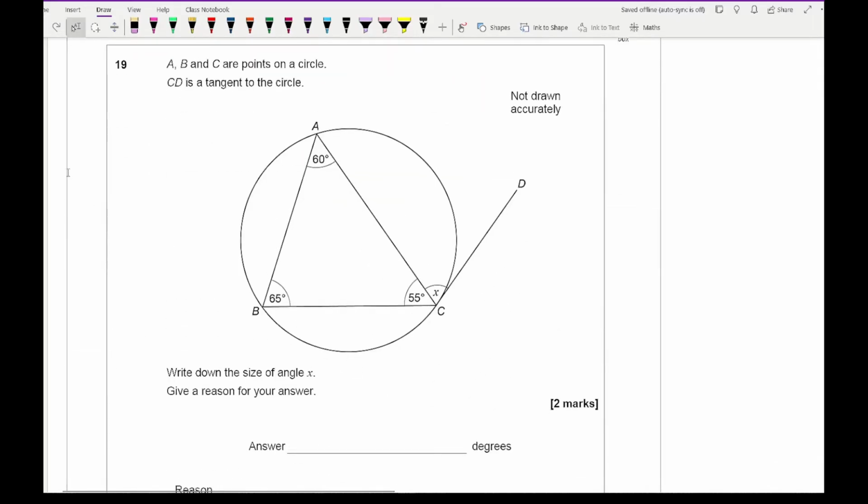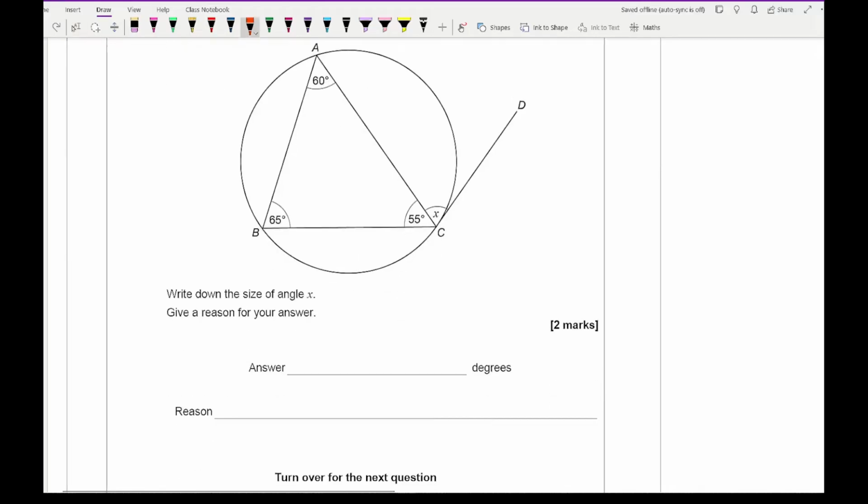Then moving on to question 19, which looks at circle theorems. It says A, B and C are points on a circle. CD is a tangent. Write down the size of angle X. Well, angle X is going to be the same as this angle here, so it's going to be 65. Why? Because it's the alternate segment theorem, or AST.